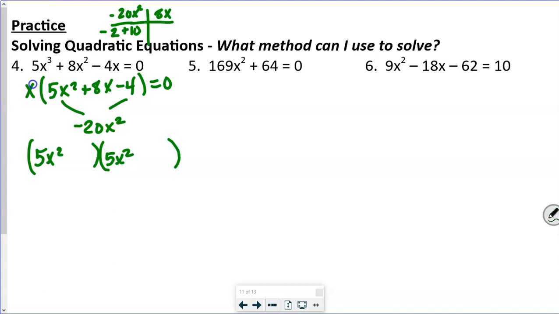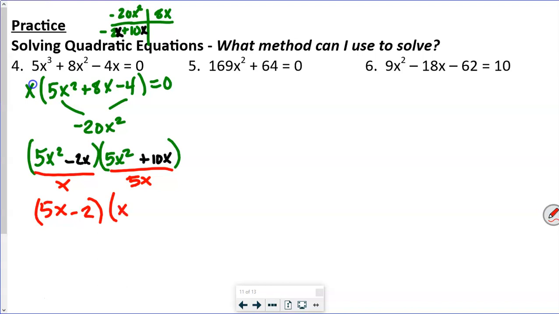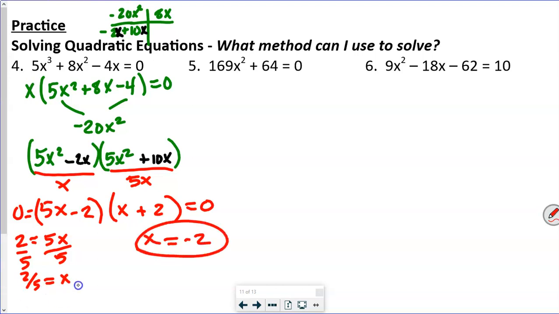Yep, so we're going to put our x's here, right? So that means I've got a minus 2x and a plus 10x, right? So now we're looking for GCFs. So over here, our only GCF is x, right? So that's going to be 5x minus 2. And over here, it's going to be 5x, right? So that's going to be x plus 2. So now we just set these equal to 0, right? So this is going to be 2 equals 5x. So divide both sides by 5. So this is going to be x is equal to 2/5. And this is going to be x is equal to negative 2. So there's our two answers, right?